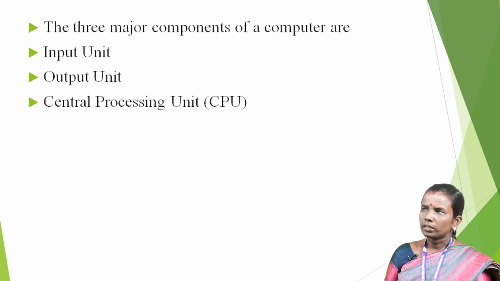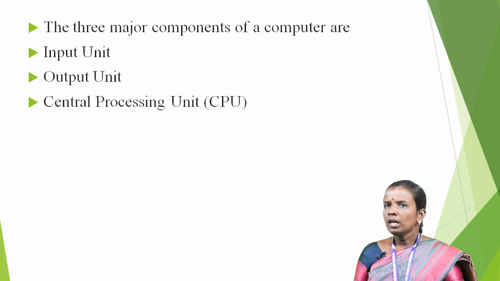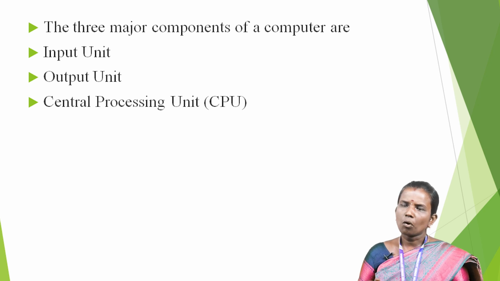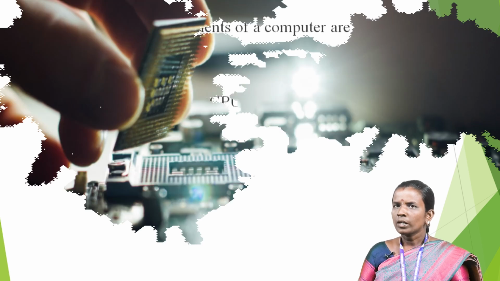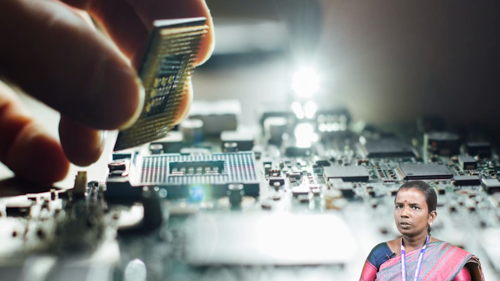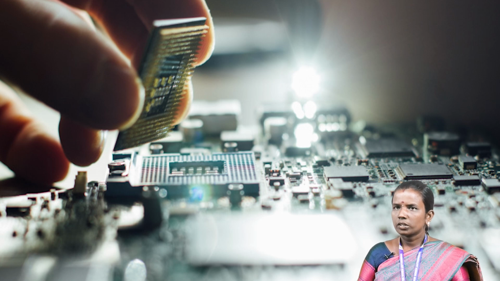Next one, CPU, that is central processing unit. This unit contains the following three subunits. First one, arithmetic and logical unit ALU, control unit CU, and main memory unit MMU. Then arithmetic and logic unit. Actual data processing occurs in this unit. All arithmetic and logical operations such as additions, subtractions, comparisons, etc.